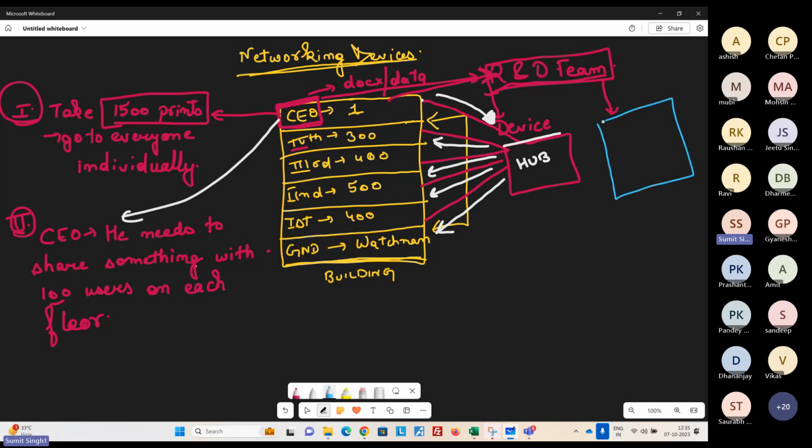That device was switch. Switch was an intelligent device. Hub is not an intelligent device. What Hub was doing, receiving something and then forwarding blindly on all the interfaces. But the switch has modified technology as compared to hub. With Switch, the CEO was able to share data with only 100 users on each floor.